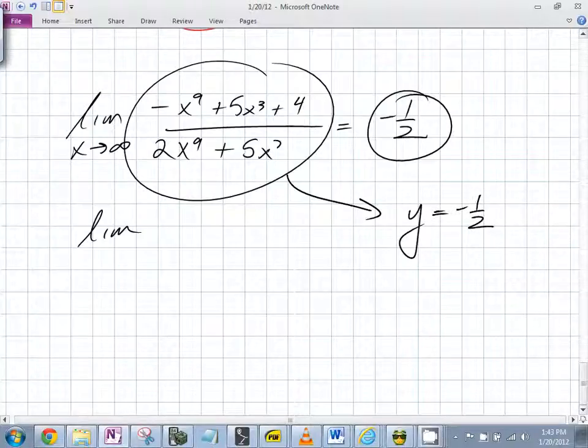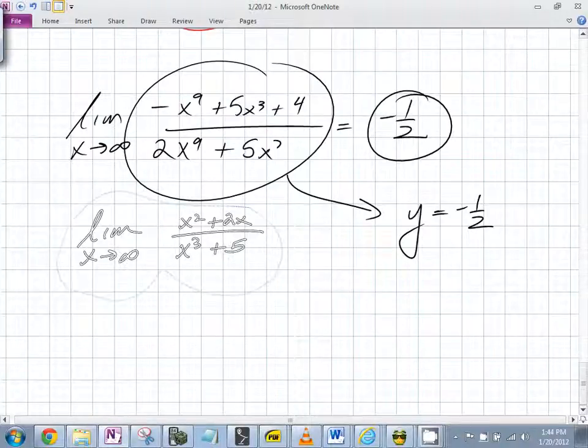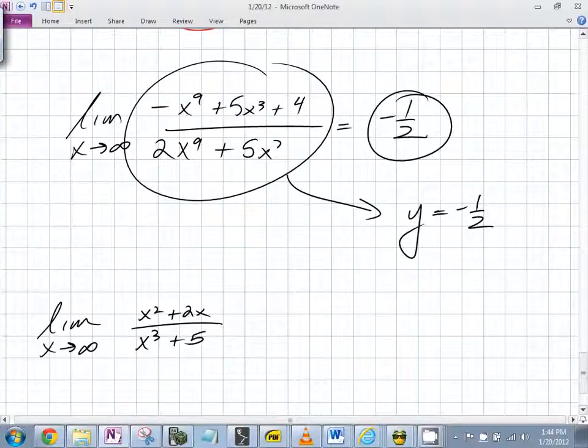What happens if I did the limit as x goes to infinity of, let's say, x squared plus 2x over x cubed plus 5? Let's say I took this instead. What's different about this function? The powers are not the same, exactly. So in that case, what term is most important there in terms of size? X cubed. So the denominator is going to get much, much bigger than the numerator.